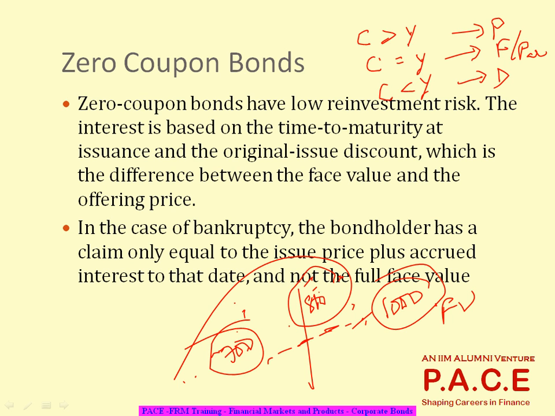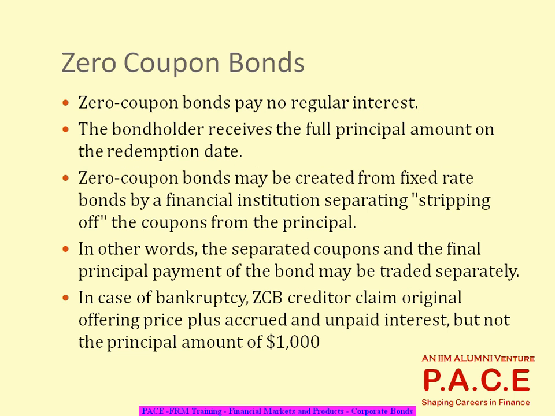The claim is equal to the issue price, which is 700, and the accrued interest to that date, 110. 110 is the interest that got accrued during that 2-year period. So you will be paid only that 810 in case of the default of that company. At the end of 5 years, if they are still there and it's a maturity, then you will be paid the entire 1000. Right? So just a few more features.